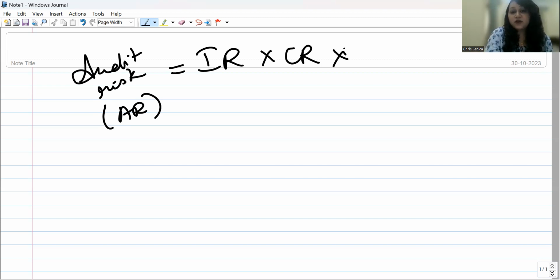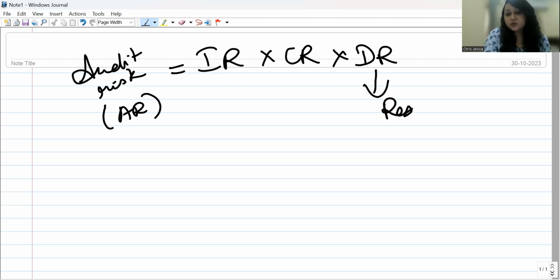Third one is detection risk. Detection risk is that me, being an auditor, I'm not going to detect the material misstatements. So there are misstatements, material misstatements. What if I don't detect that? I fail to find out the material misstatements. So that is my responsibility. So basically, this detection risk is the responsibility of the auditor.